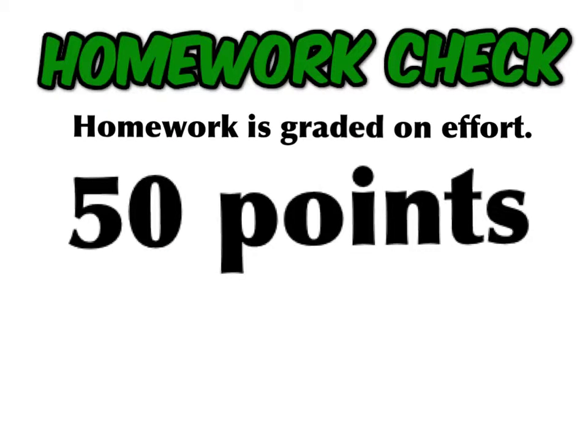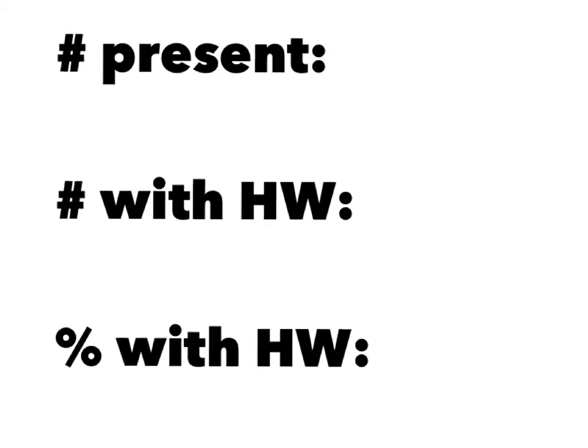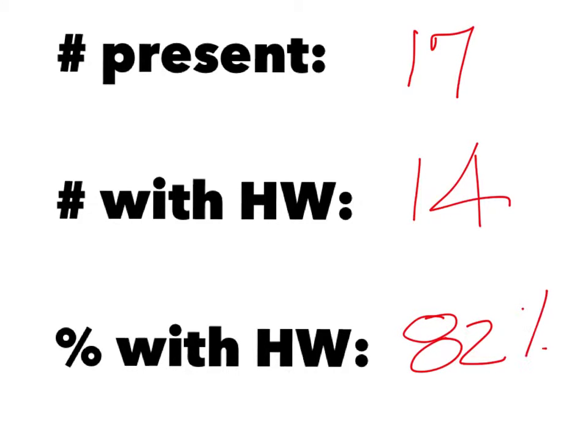Pick a number from 1 to 5. The winning number today is 2. If you have all the problems finished on your homework and with all the steps shown, then bring it up. 17 and then 14 had homework, so 14 out of 17 is 82%.